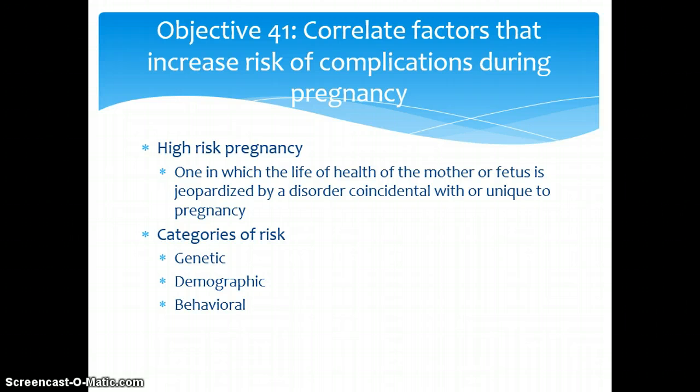Categories of risk can be genetic, like cystic fibrosis, demographic, like an urban setting, or behavioral, like use of illicit drugs. These three things could make a pregnancy high risk. There are many other definitions of a high-risk pregnancy, but those are just three examples.